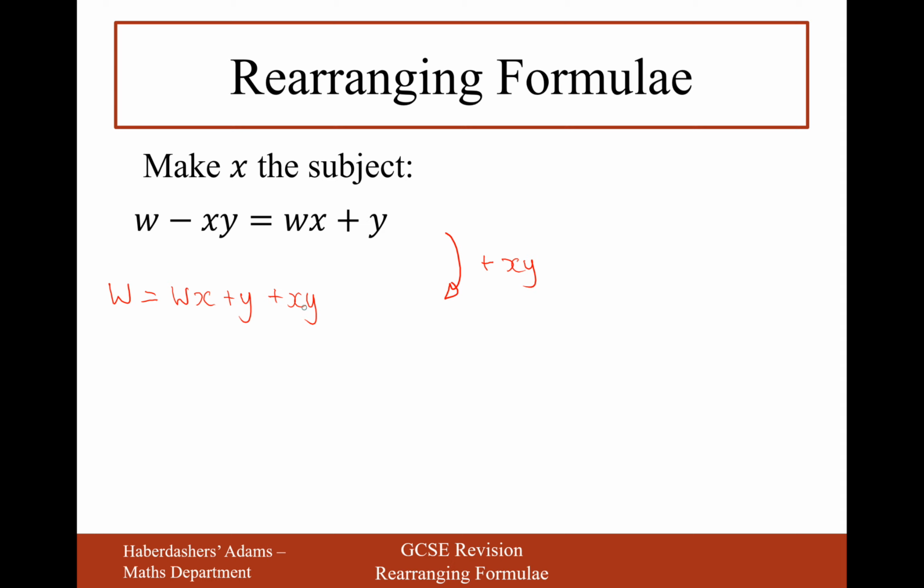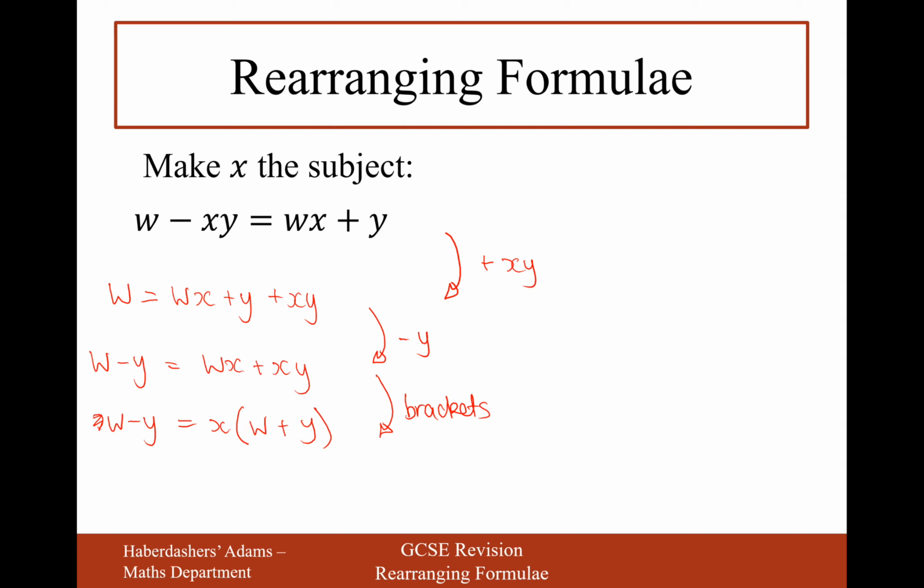I need to get rid of this y now, that doesn't have x in it, so I'm going to subtract y from both sides. So w minus y equals wx plus xy. Then I'm going to bring in some brackets for the right hand side, so I can turn two x's into a single x. So I'm going to have w minus y equals x, and then in brackets it's going to be w, and on the second bit it's going to be y. Then I'm going to divide by what's in the bracket, so I'm going to have w minus y over w plus y equals x. And there we are, that's the answer to this question.